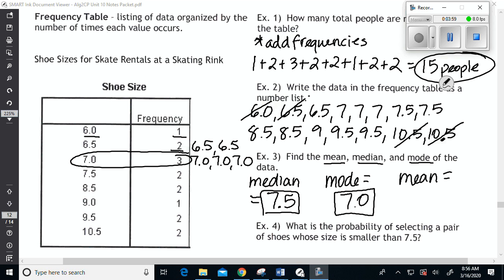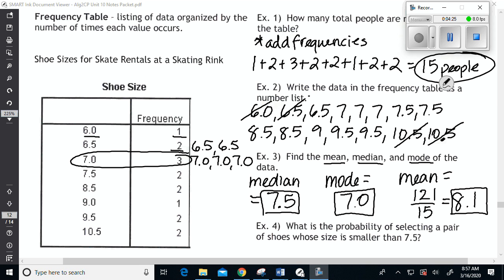Mean, of course, is where you do the bulk of your work. Add up all the values, and then divide by the number of values you had. So if you add all those up, that gives you 121 divided by 15. So the average shoe size was an 8.1, a little over a size 8.